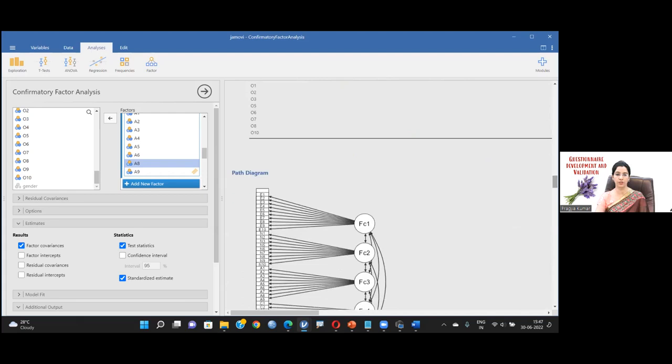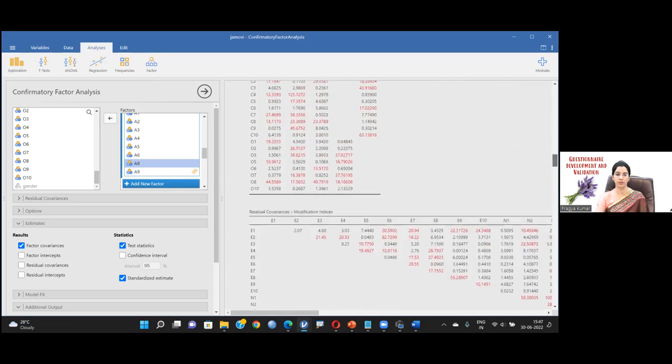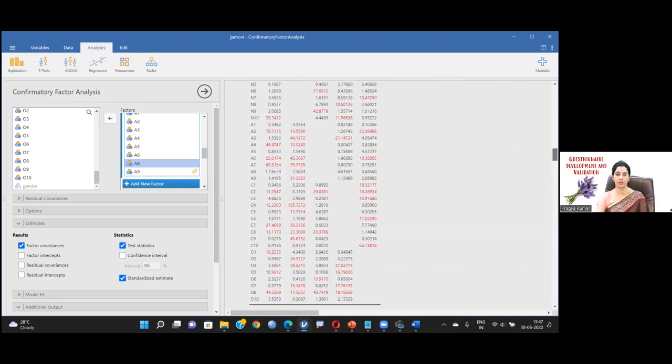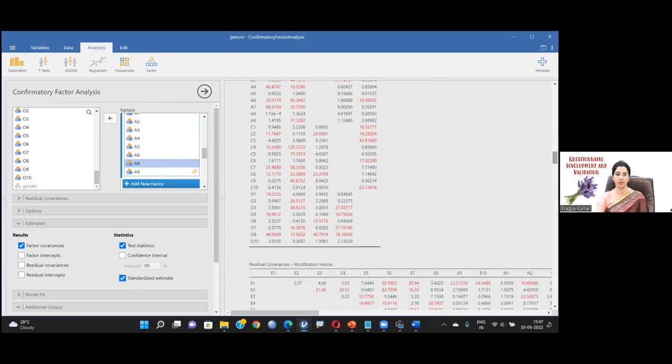Now if you want to remove any other item, you can keep on doing so. It is an iterative process. You may remove some item from this factor back to the original window, and then see whether the model is improving or not. But in this case, you are not getting a very good fit, because in exploratory factor analysis we have seen that this is explaining only 40% of the variance.